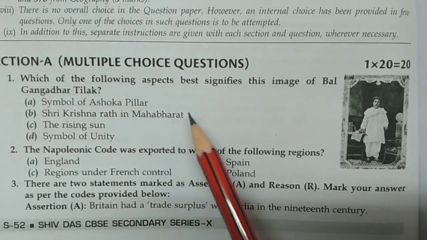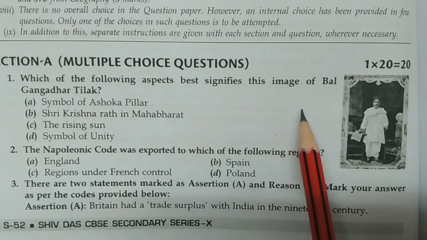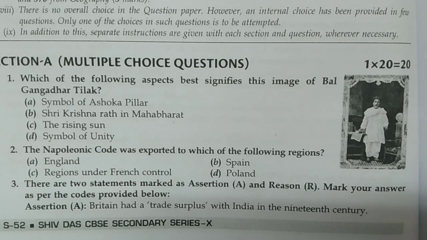Which of the following aspects best signifies this image of Bal Gangadhar Tilak? You can see there are 4 options. I am not going through all these options because it will take too much time, so you can find out your correct answer and evaluate yourself. Now question number 2: the Napoleonic Code was exported to which of the following regions? You have these 4 options, you can easily find the answer.